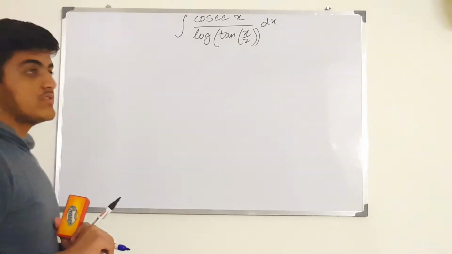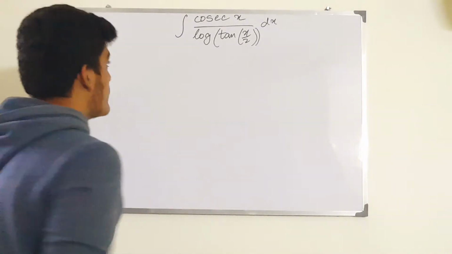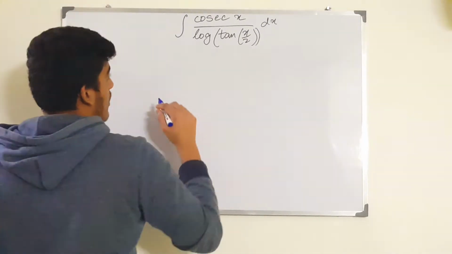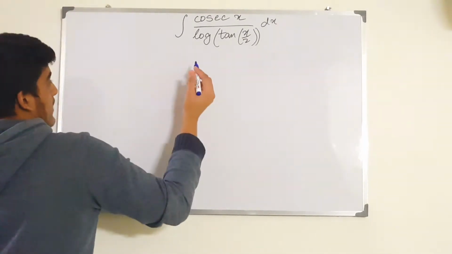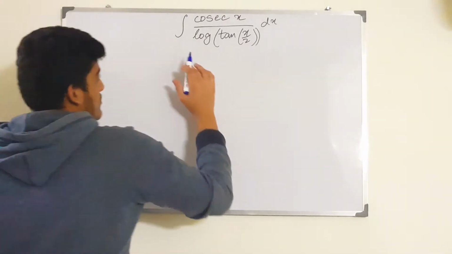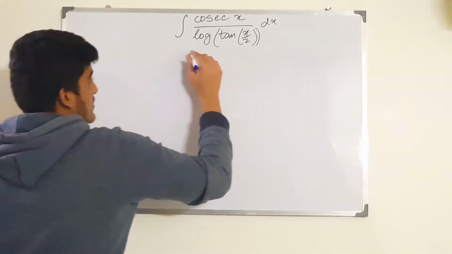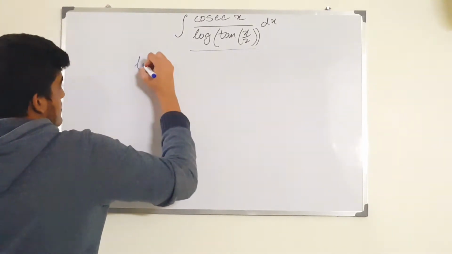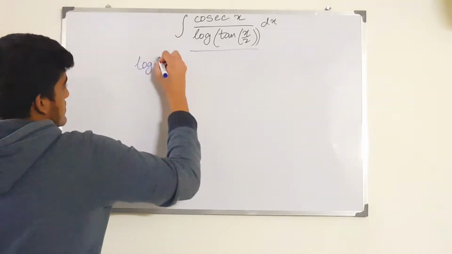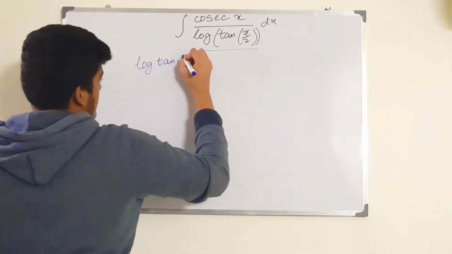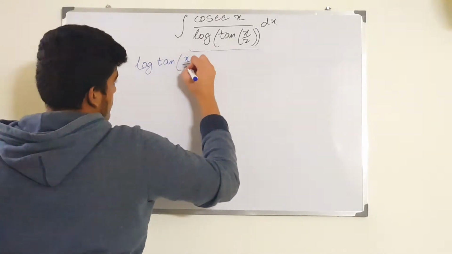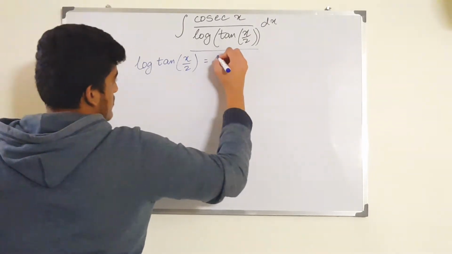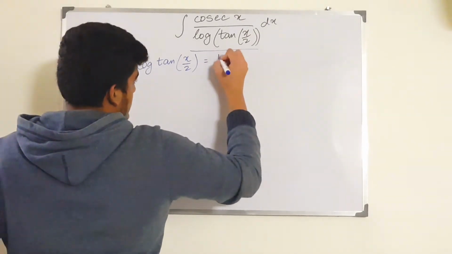What do we substitute in this? I mean, how do we get to integrate this? How do we make it simpler? It might not look obvious to you, but we have to substitute the entire denominator. So the log of tan x by 2 is equal to t.